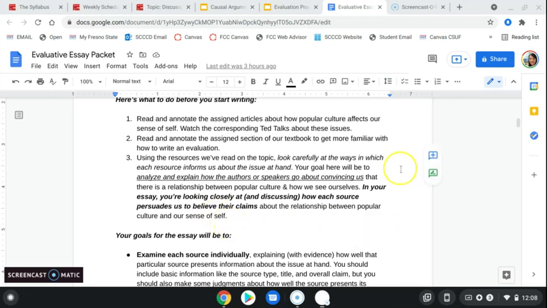So as you get into these sources, you'll notice that each one comes at this from a different perspective. They might be talking about different effects and different types of pop culture. So you'll need to sort of manage those things as you put together your responses in your practices, in your discussions, but also in your essay.